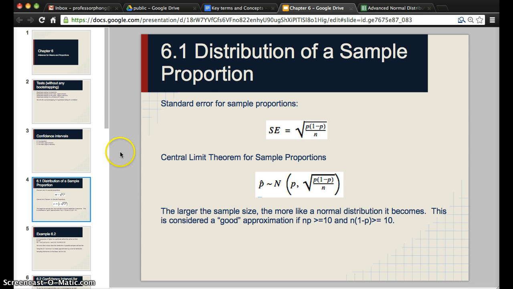Section 6.1, distributions for a sample proportion. Notice that if we have the sample size and the proportion, then we can compute the standard error directly. We don't need to have a sigma or anything like that for proportion. And using the central limit theorem, we can approximate the sample proportion distribution by using the normal distribution. It's important to note that the larger the sample size, the better the approximation is, and that there are certain technical restrictions for when we're allowed to use the central limit theorem and not, namely n times p greater than or equal to 10 and n times 1 minus p greater than or equal to 10.